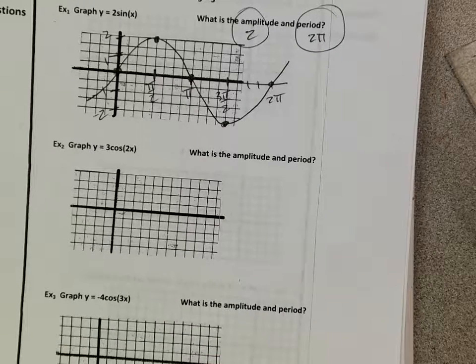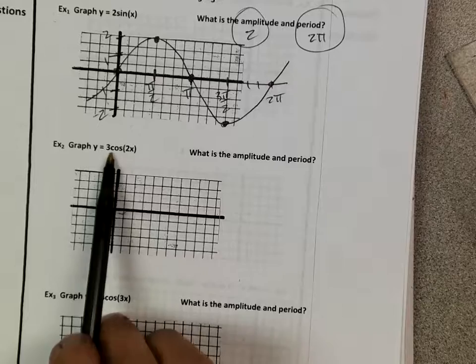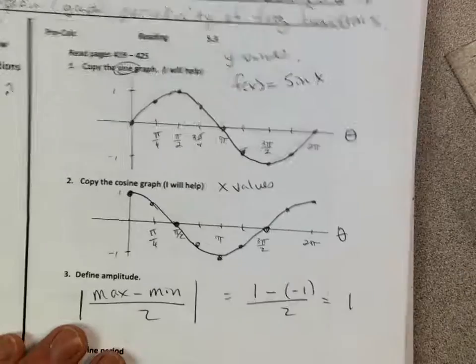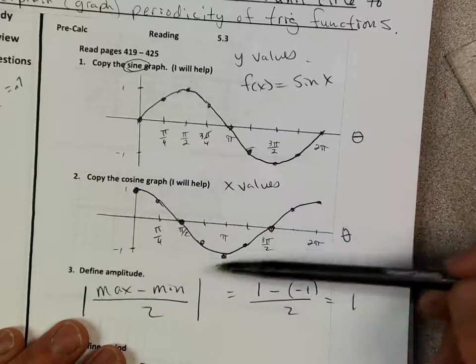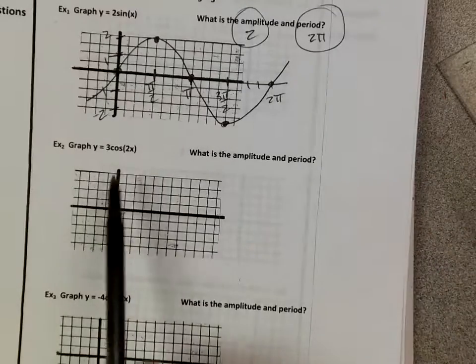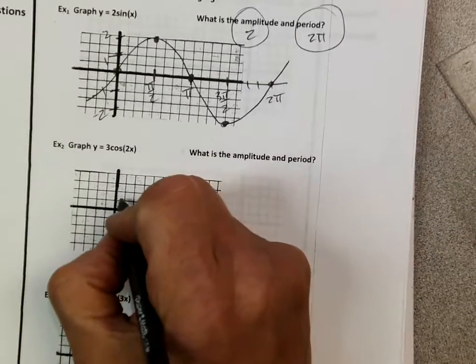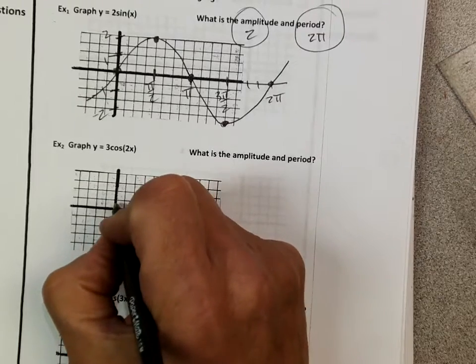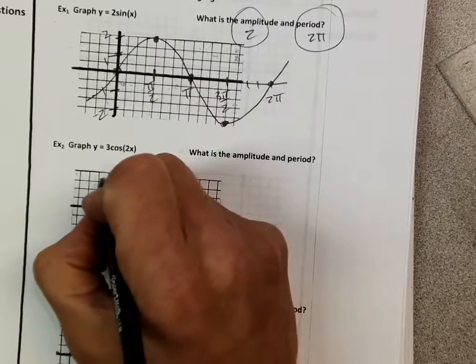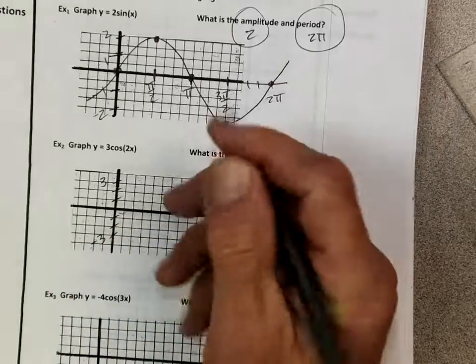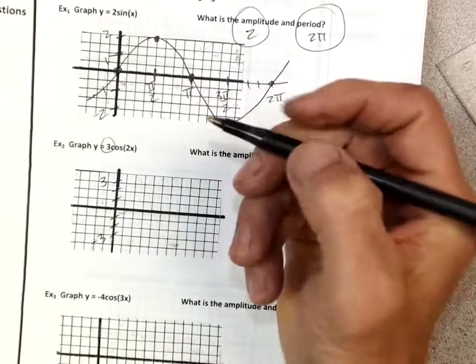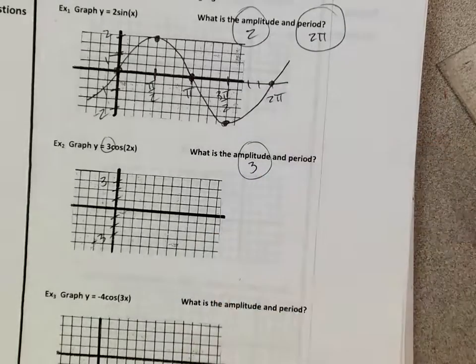Yes. So example 2, I'm going to take my cosine curve right here, and instead of going up to 1, I'm going to go to 3 and -3 because the amplitude is 3. So let's call it 1, 2, 3. I'll just go by 1s, 1, 2, 3, and I'll call it -3. I'm going to do that first because I know the amplitude is 3, okay?